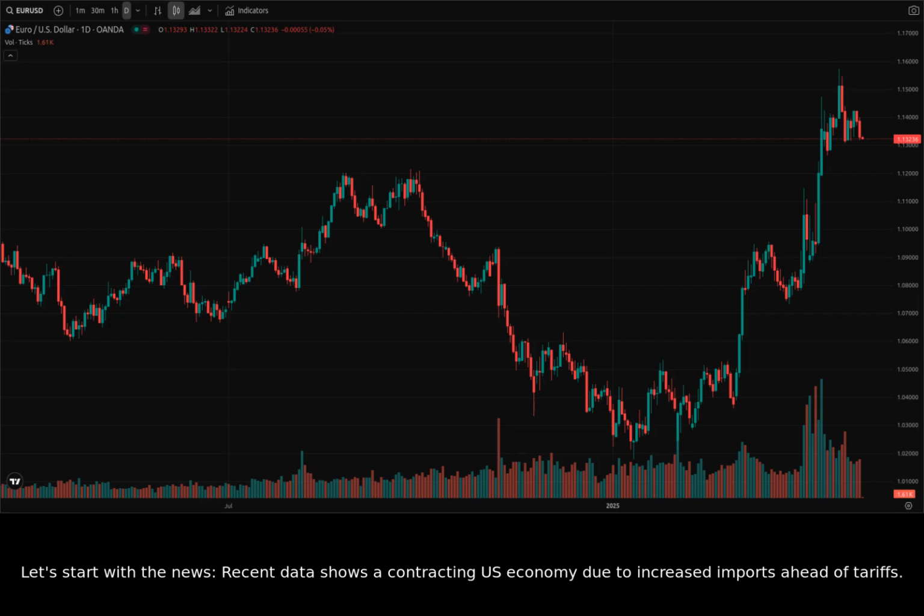Recent data shows a contracting U.S. economy due to increased imports ahead of tariffs. Meanwhile, the ECB recently cut interest rates. Trade tensions remain high, with China retaliating against U.S. tariffs. These factors create a volatile landscape for the euro against the dollar.